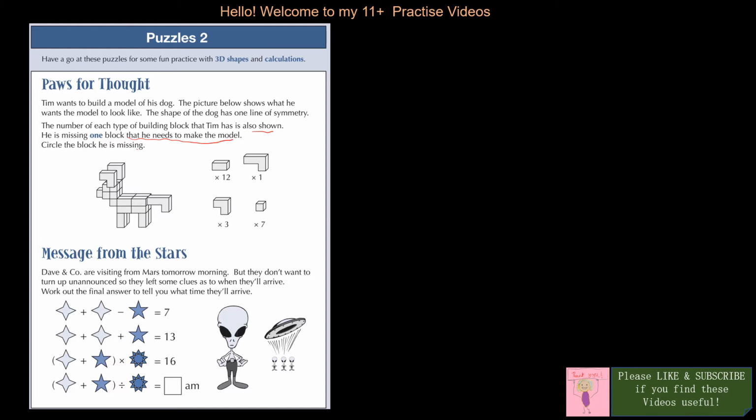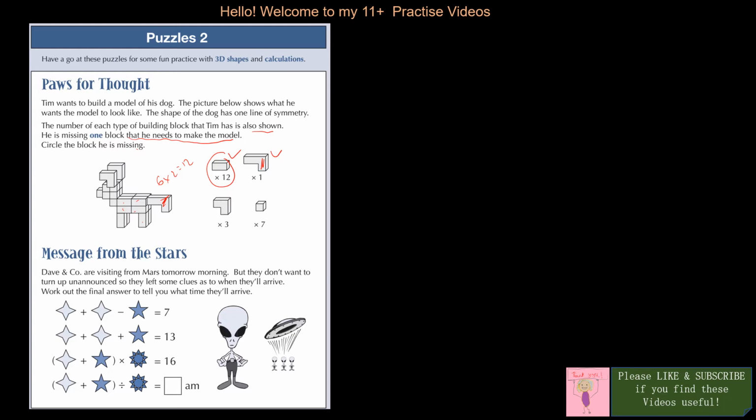So if you look at the body of the dog, how many blocks are needed? This one is the tail, so that's right. Then we have the cube blocks. They are 1, 2, 3, 4, 5, 6. So 6 times 2 is 12. Okay, so there is 12, so that's correct.